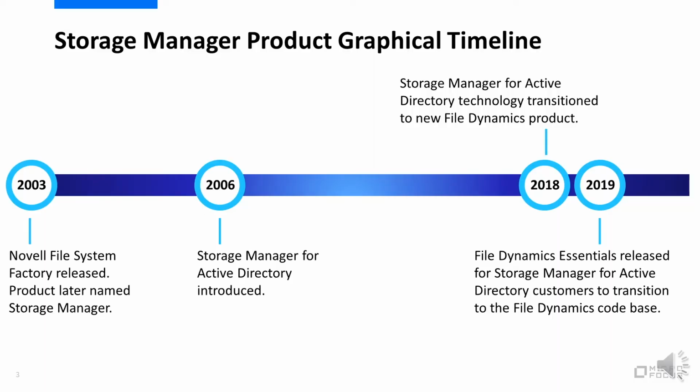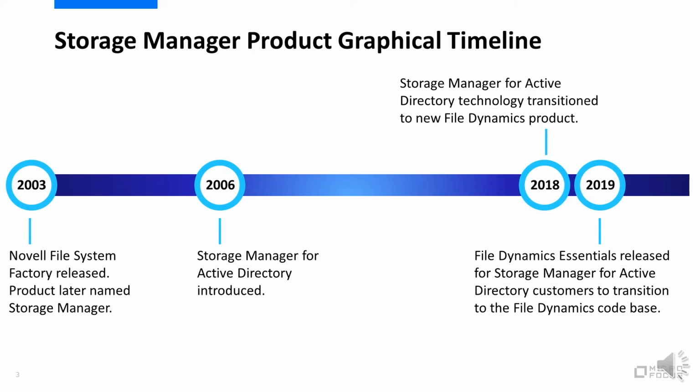It's appropriate to have a bit of product development perspective here as far as Storage Manager and File Dynamics. Novell first released File System Factory in 2003. The product was especially popular with customers that had Novell Identity Manager because when it was added to Identity Manager or any other account provisioning system, it could simultaneously provision network storage and grant access to storage areas in the NetWare and later OES network file system.